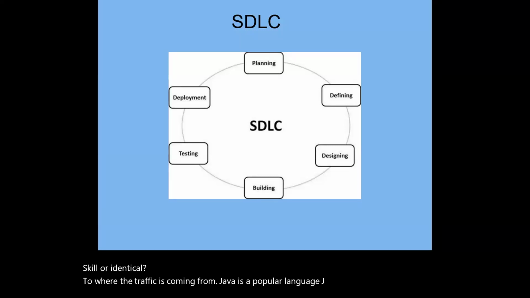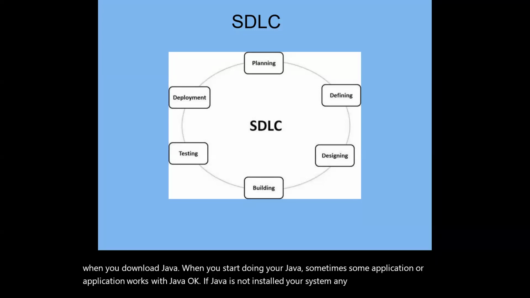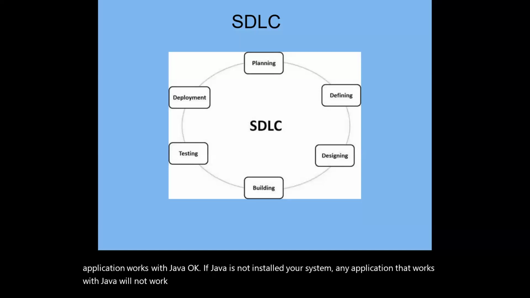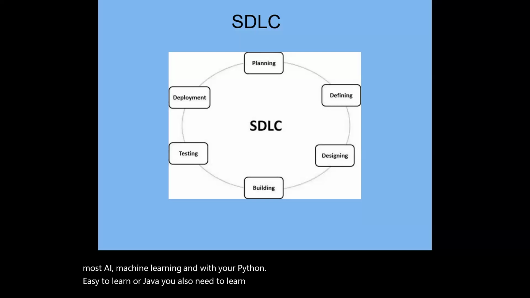Java is widely used. When you download Java, some applications run with Java. If Java is not installed in your system, any application that works with Java will not work. So they know from the analytics where the traffic is coming from. Java is a popular language. Python is taking over, coming to the market right now because most AI and machine learning languages use Python. Easy to learn. Java is also easy to learn. They're all high level languages.